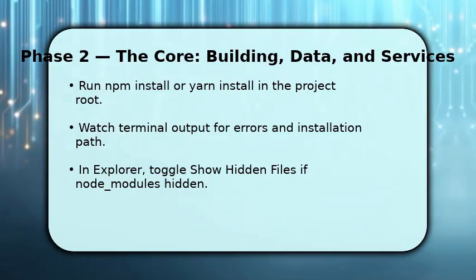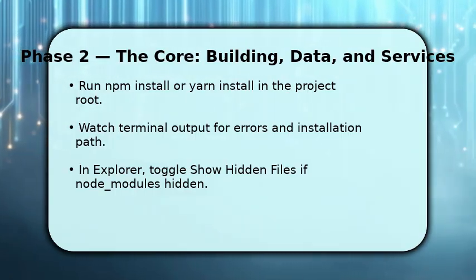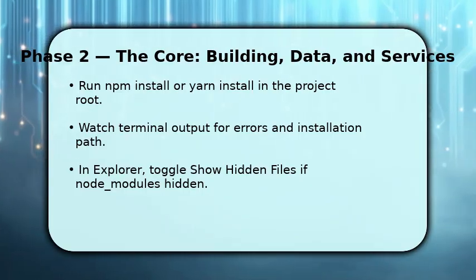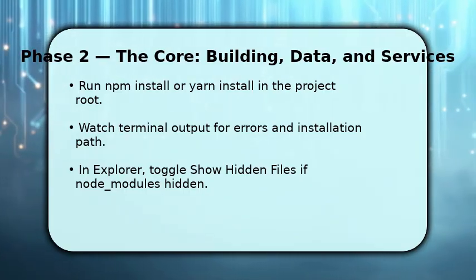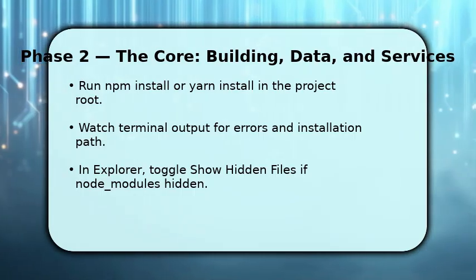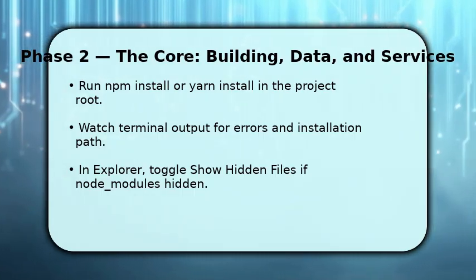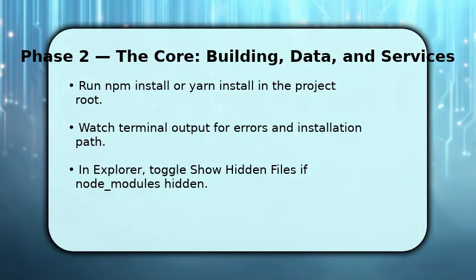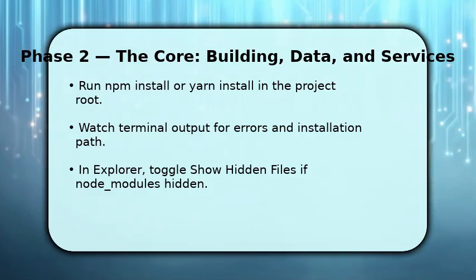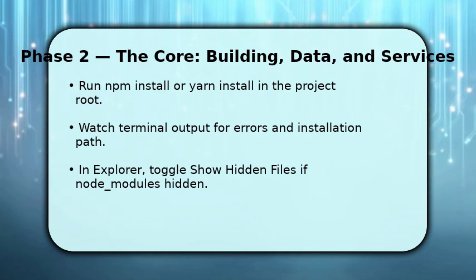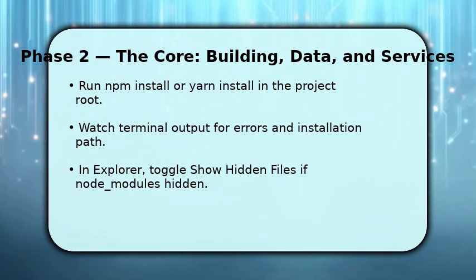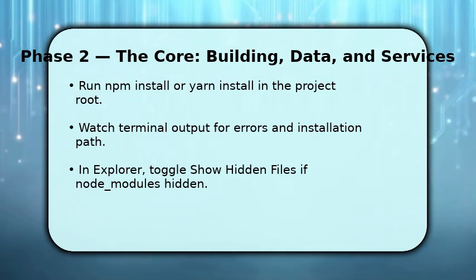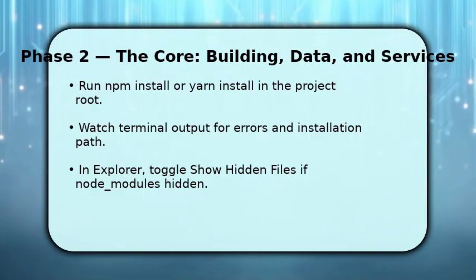Once packages download, VS Code's Explorer refreshes, and you'll see node_modules at the project root. If you don't, make sure hidden files are visible or click Refresh in Explorer. Also check Settings, Files.Exclude, which may hide node_modules. Adjust it temporarily so you can inspect contents, and confirm package versions and nested dependencies to understand why certain folders appear.